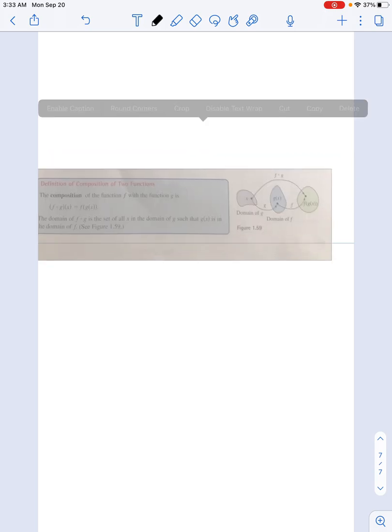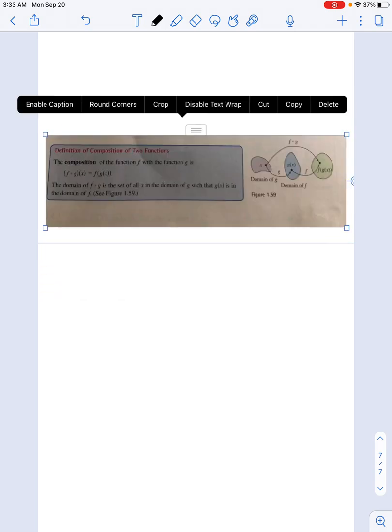The definition of composition of two functions. This is lesson 5, part 2, and we're going to talk about compositions of functions. It's kind of like saying f of g of x. Looking at this picture, I see f composed with g, written f circle g, but it's an open circle.